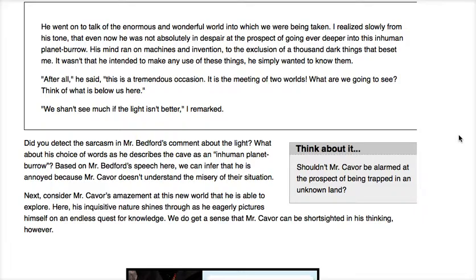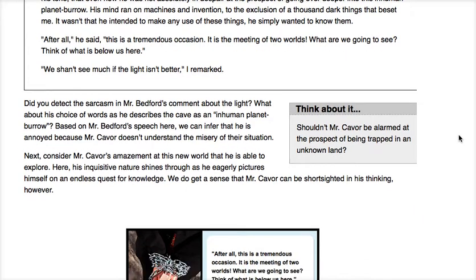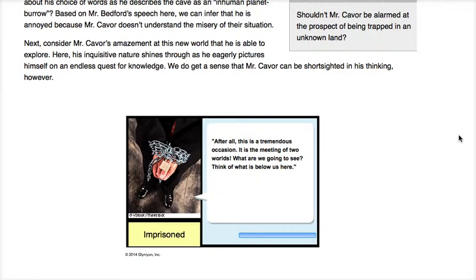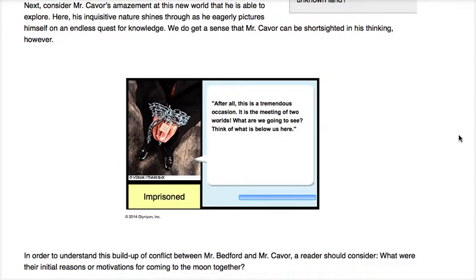We do get a sense that Mr. Caver can be short-sighted in his thinking, however. After all, this is a tremendous occasion. It is the meeting of two worlds. What are we going to see? Think of what is below us here. But they are imprisoned.